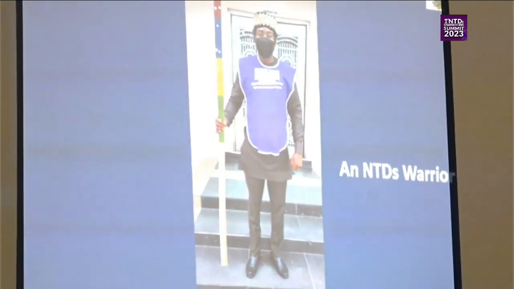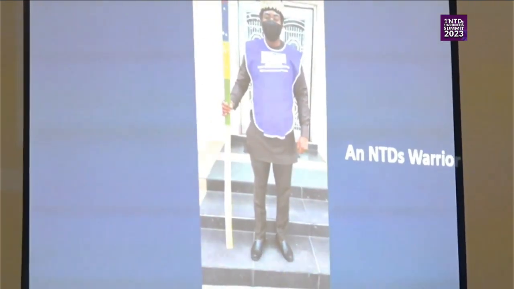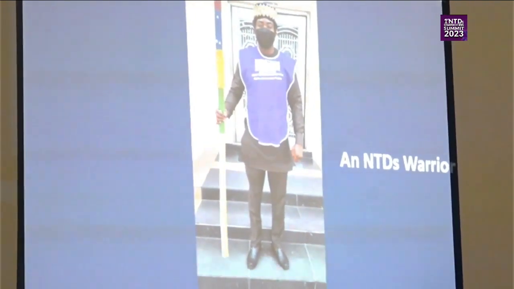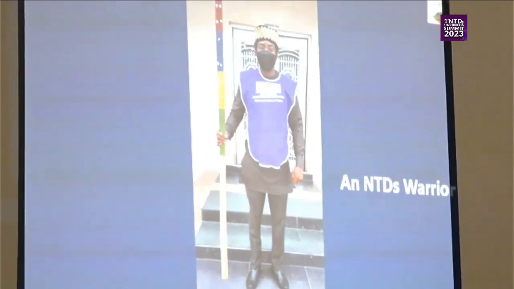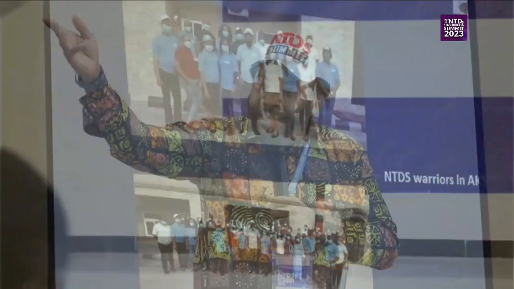And Your Excellency, I want to crave your indulgence so that by the time we are through with this summit, all the persons here would have been recruited as warriors against NTDs. Your Excellency, you will be the grand commander of that battalion. Thank you very much, Your Excellency. So these are some of the warriors. Some of them are here. Members of the state team, please can you rise up? They're the ones that we'll be working with to do a lot of work against NTDs.